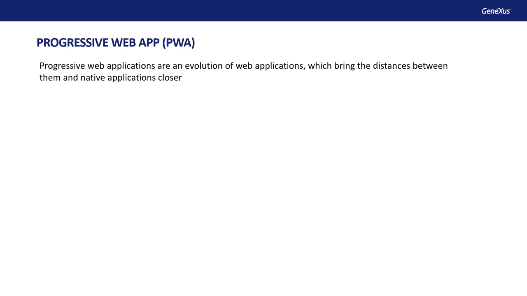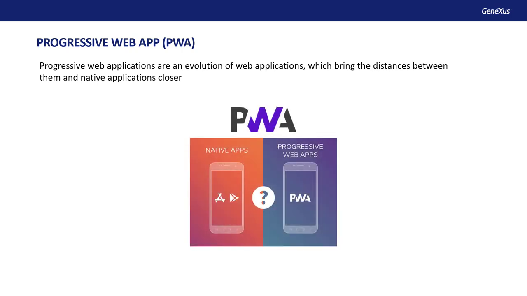Going back to PWA, as we mentioned in the beginning, they're an evolution of web applications, which bridge the distances existing between them and native applications, and they can perform tasks that until now only native applications could do. For example, accessing device resources or sending push notifications. A PWA uses the latest technologies available in browsers to provide an experience very similar to that provided by a native application.